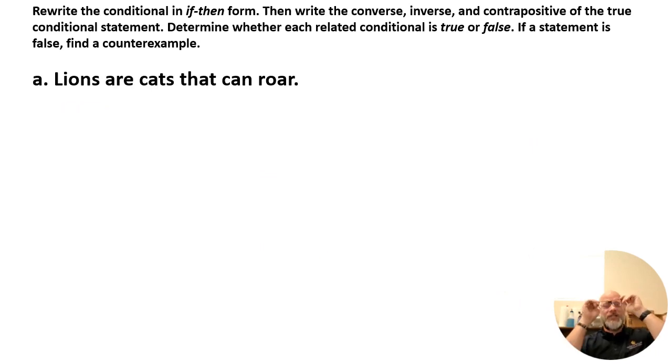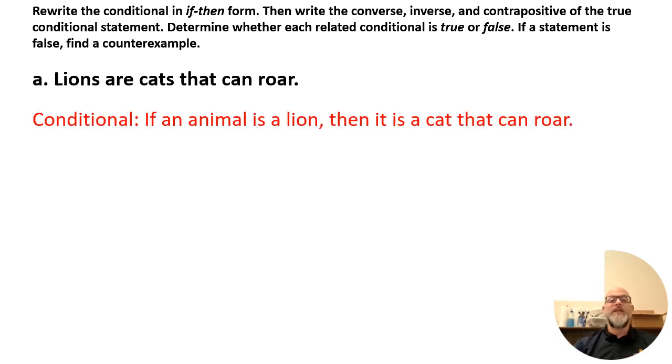All right, rewrite the conditional in if-then form. Then, write the converse, the inverse, and the contrapositive of each conditional. Then determine whether each of those related conditionals is true or false. If false, you need a counterexample. So there's a lot to do in this problem. Ready? Lions are cats that can roar. How would you convert that to an if-then statement? If an animal is a lion, then it is a cat that can roar. Do you see it? Insert the word animal.